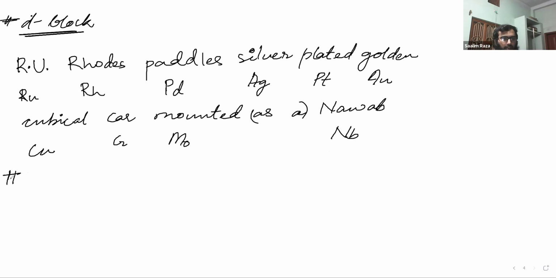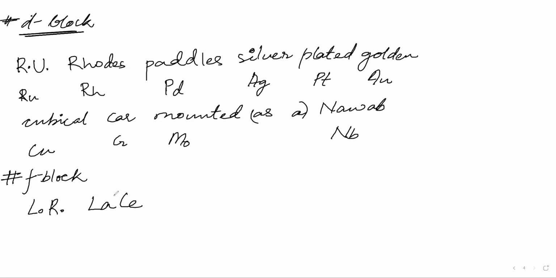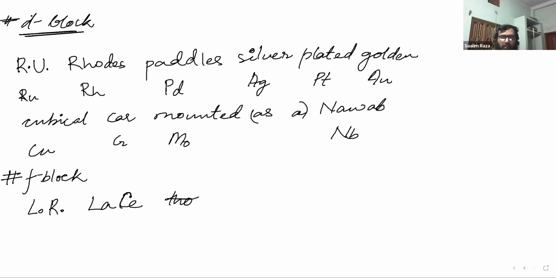Now the f block, the exceptional f block. Similarly, we will start with LR Lace. What is this? LR Lace. This is a name. What did he or she do? Thought. Let me write thought with a capital T. What did they thought?